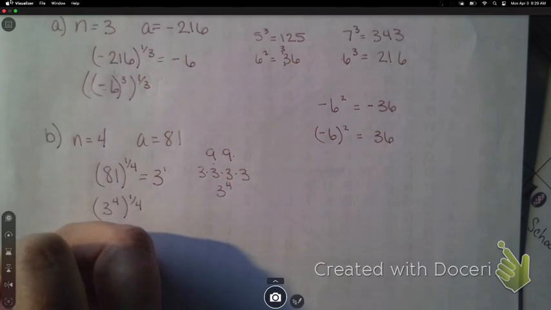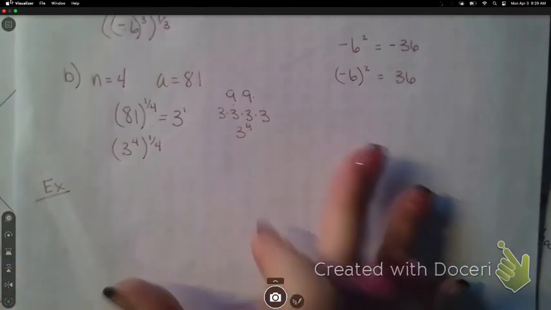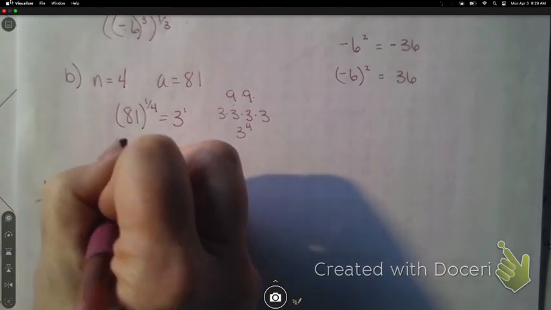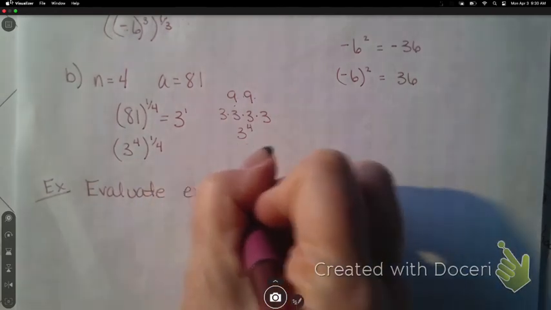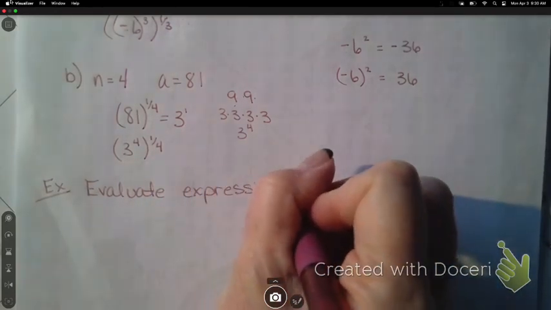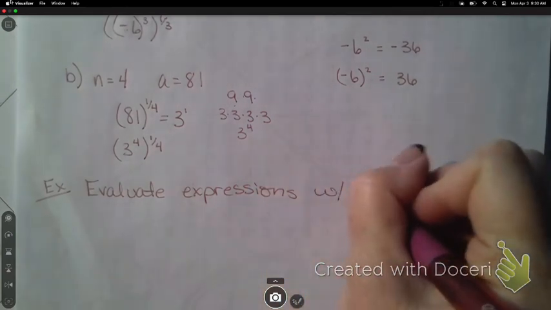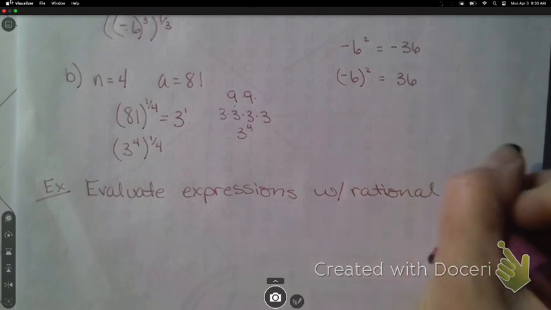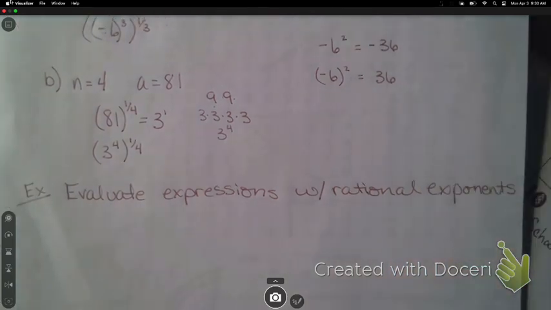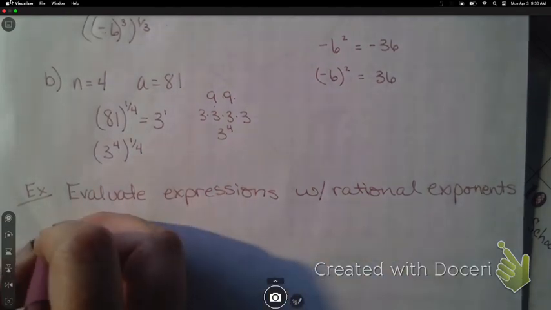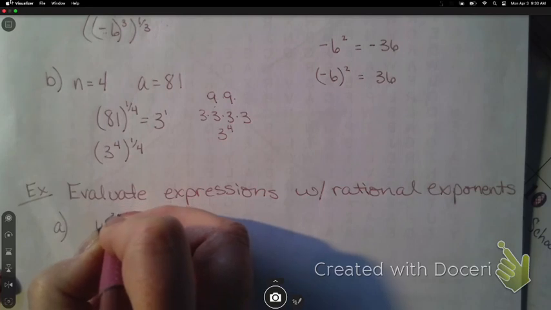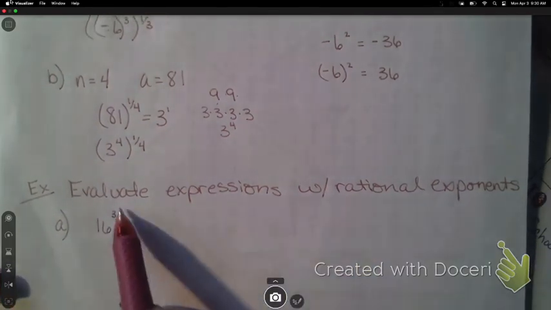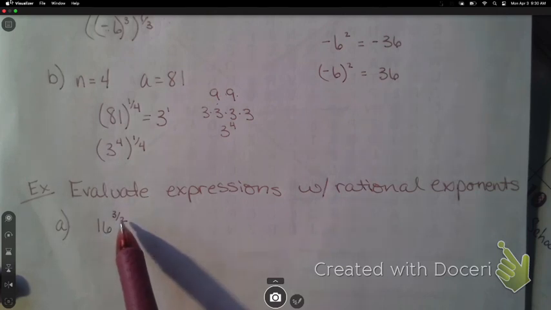So our next example says evaluate expressions with rational exponents. That's our directions. I have 16 to the 3 halves. So remember the 3 is the power, correct? Yes. And the 2 is the root.